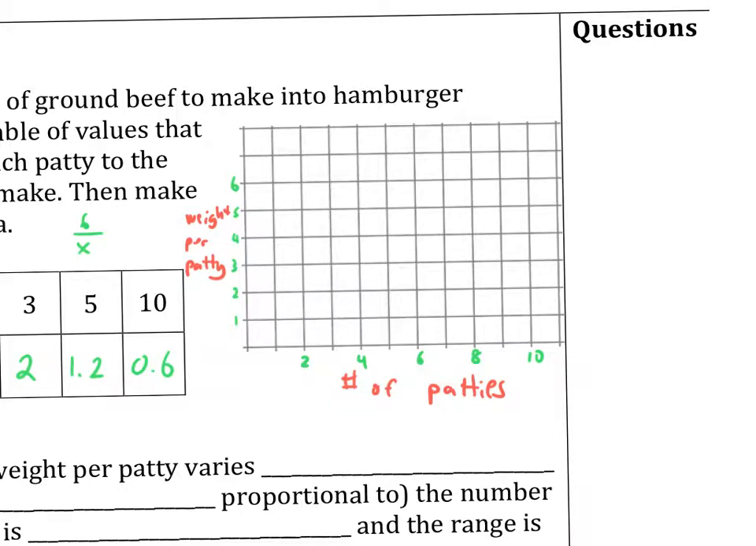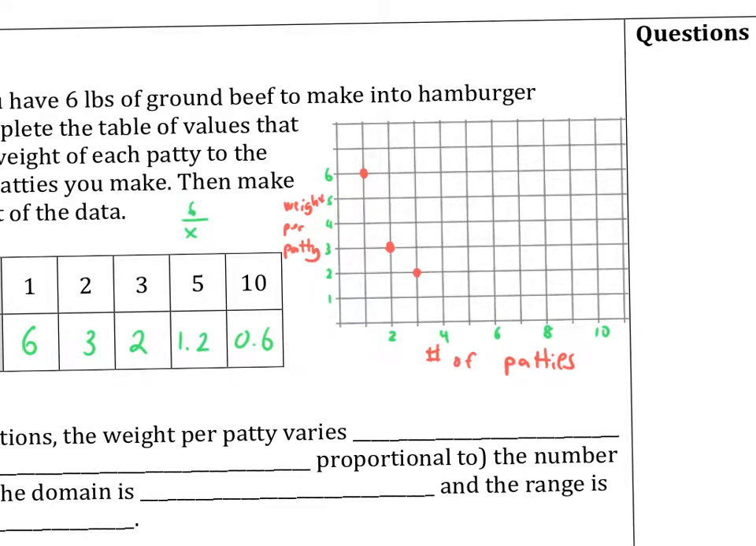So if I make 1, it's a 6. If I make 2, it's a 3. If I make 3, it's going to be a 2. And 4, I don't have a 4 there, but I do have a 5, which is at 1.2. And then 10 at 0.6, like so.